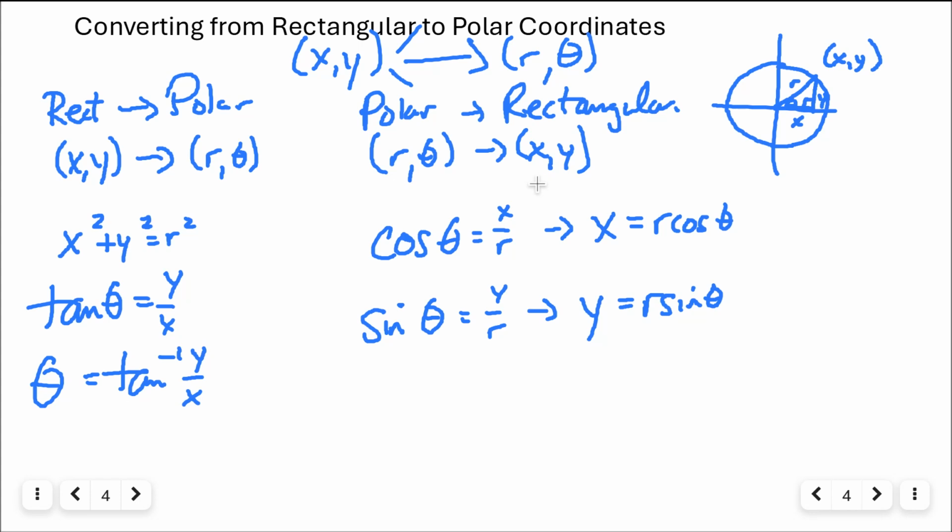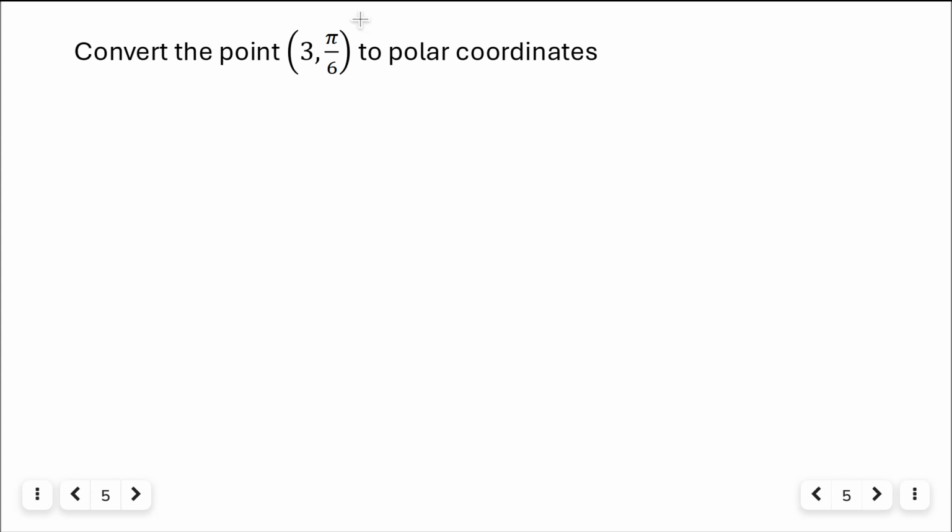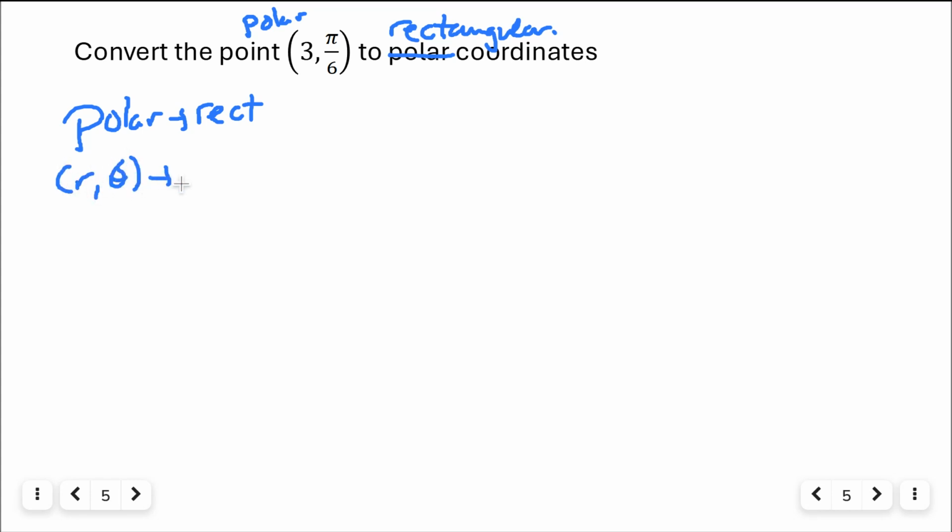Okay, that's how you're going to convert back and forth between one system and the other when it comes to points. All right, so now let's actually go ahead and do that. So let's convert the point 3, pi over 6. Nah, we want to convert this to rectangular. Not polar, sorry, that's a typo. So we're going to convert the point, this is a polar point, to rectangular. We want to go from polar to rectangular. So polar has an r and a theta. We need to make it an x and a y.